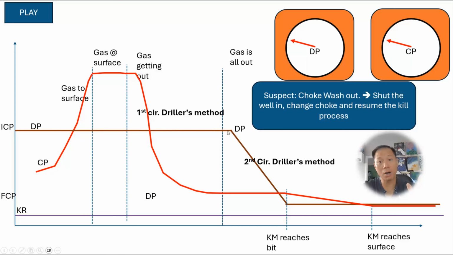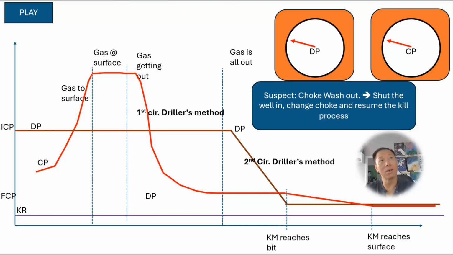In this entire first circulation, what happens to the casing pressure gauge? As gas travels up in the annulus, the casing pressure will rise. So there's no chance you see both casing pressure and drill pipe pressure slowly decreasing at the same time in this first circulation. If you do, it's most likely because of a choke washout. That's the only thing that can cause this.